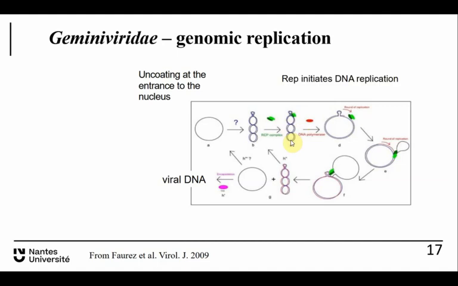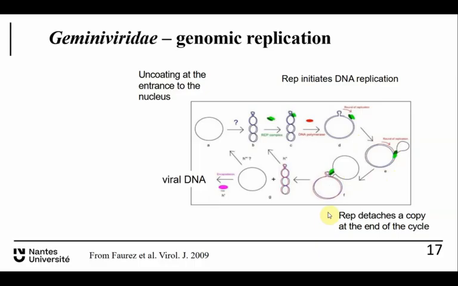REP initiates DNA replication, and then eventually the host cell DNA polymerase will go all the way around, and it will give you the initial double-stranded DNA and a new single-stranded DNA copy.